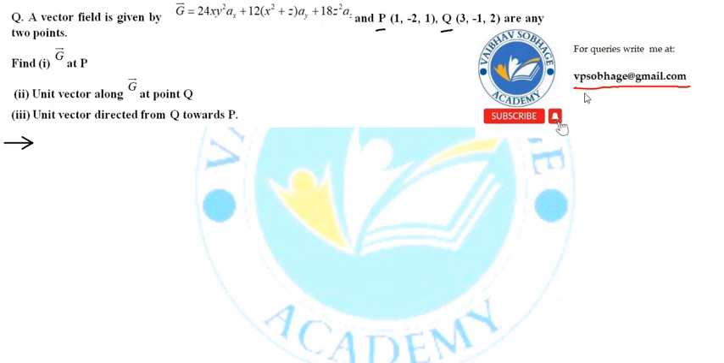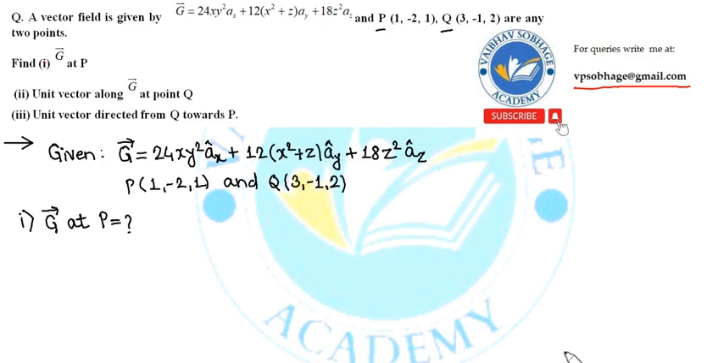So we will begin with what is given to us. We will write what are the given parameters and what is to be found out. We are given this vector g, that is equals to 24 xy square ax cap plus 12 into x square plus z ay cap plus 18 z square az cap, and we have been given point P and point Q having some coordinates. So what is to be found out? Very firstly they have asked what is vector g at given point P.